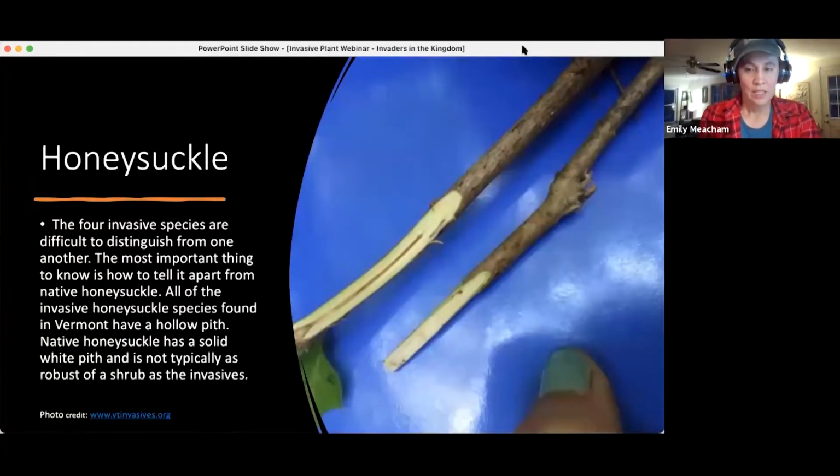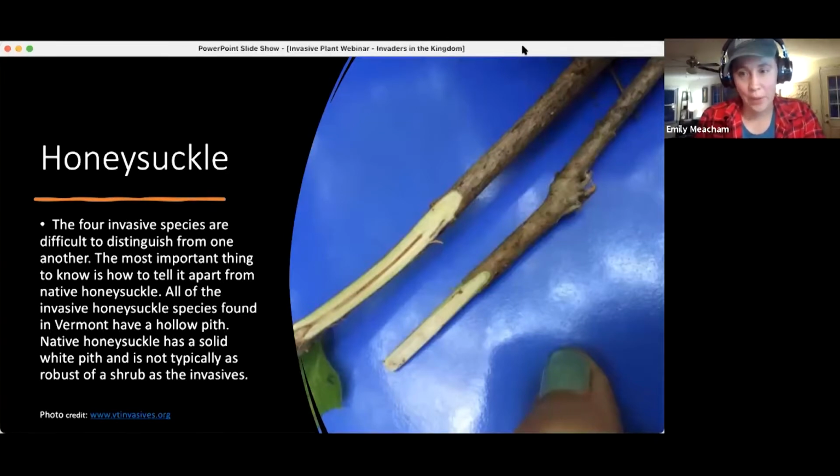So it's very difficult to identify the different species of invasive honeysuckle. Actually, even when I took botany classes, we just had to say Lonicera, the genus, and we didn't have to go down to species ever. But what you can do is distinguish whether the plant is native versus invasive.